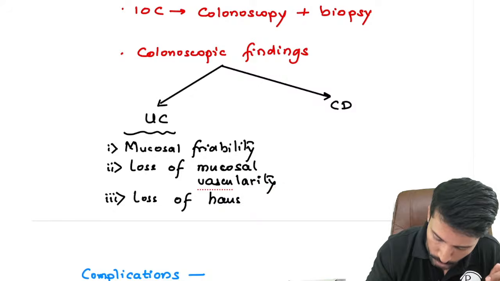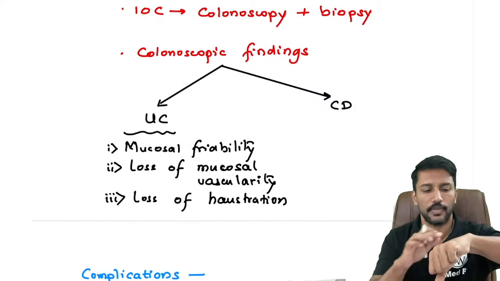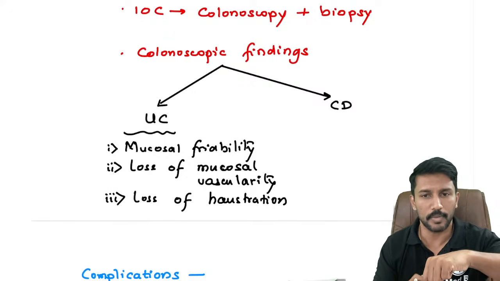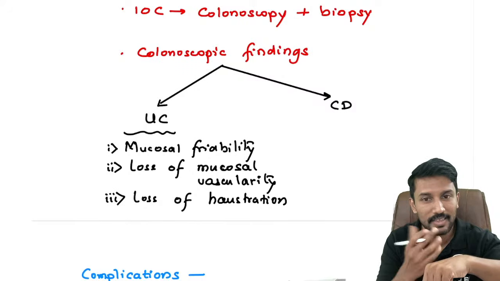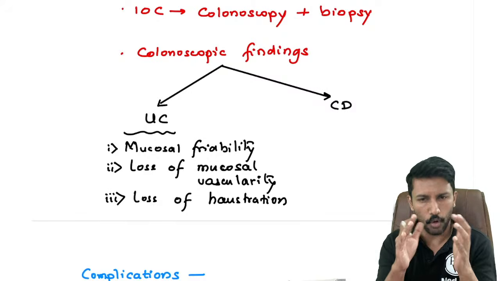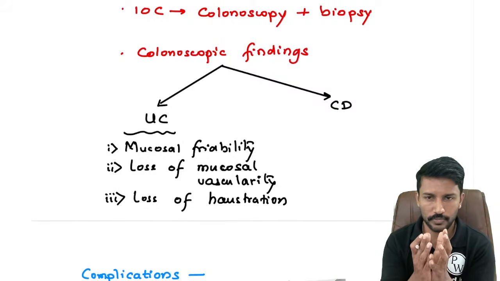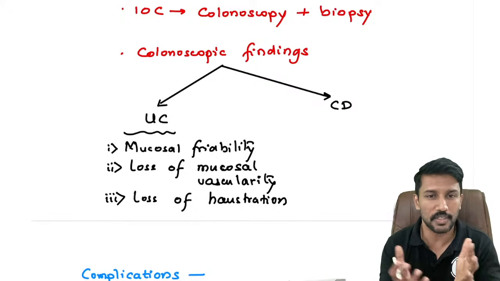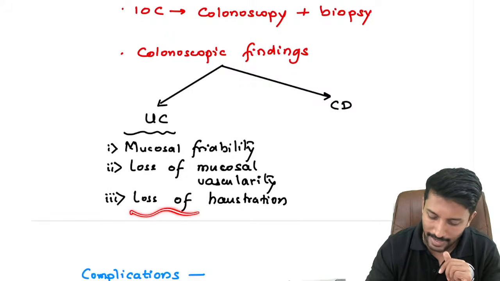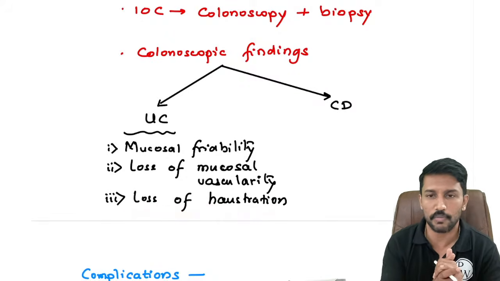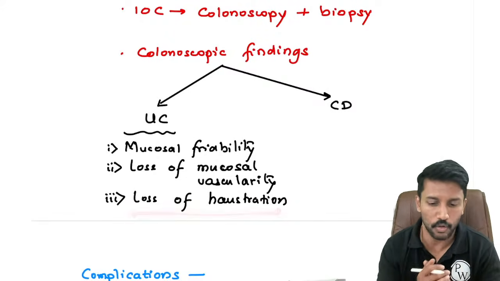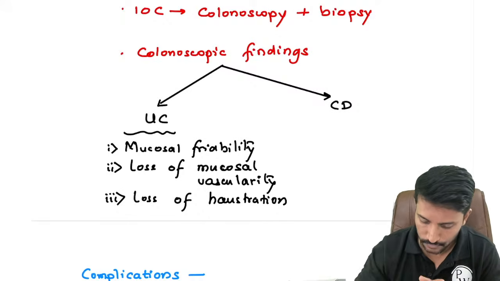Loss of haustrations. Just think, when you look at your skin, there may be some wrinkles. But when the skin becomes inflamed, because of the edema the wrinkles disappear. Same way, we have haustrations inside the colon, but once the mucosa becomes highly inflamed and edematous, those haustrations will disappear. And that actually leads to a radiological finding, what we call lead pipe colon or pipe stem colon.